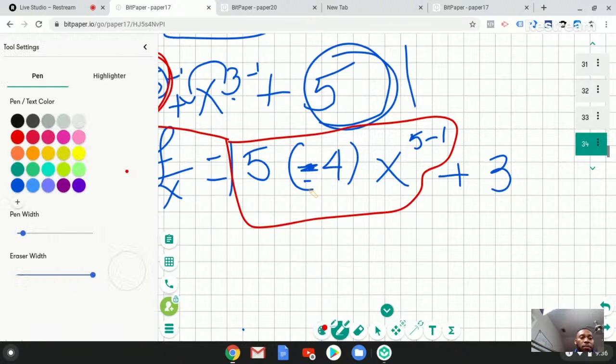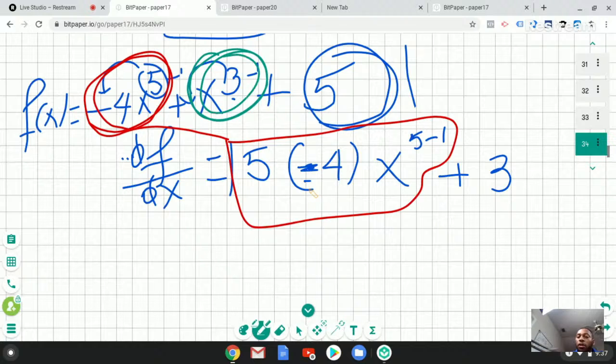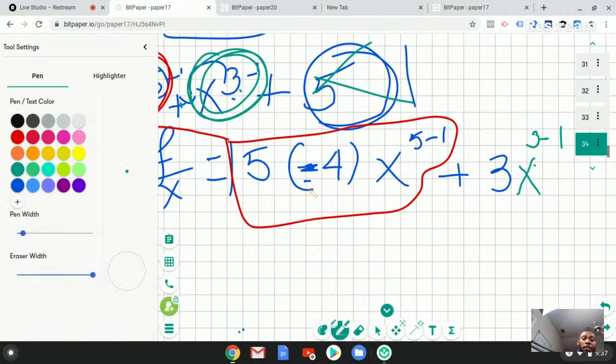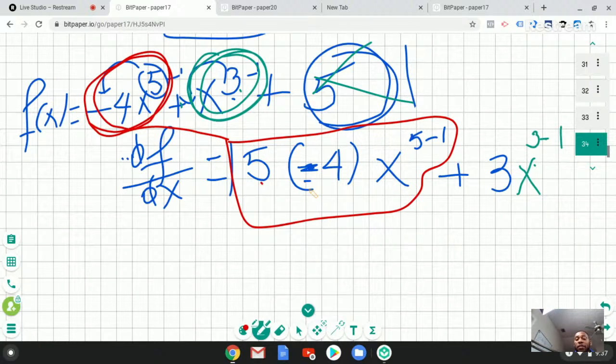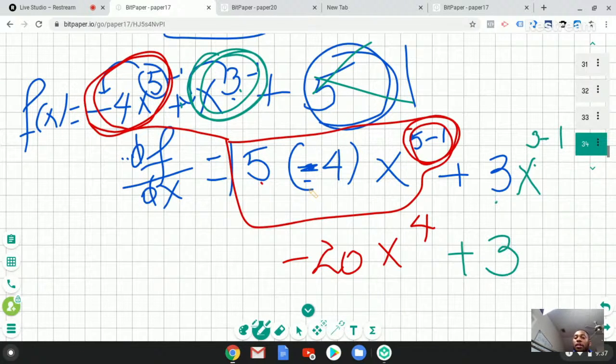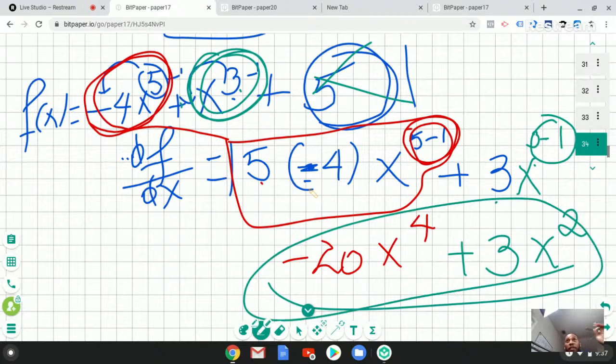Let's use a different color, maybe green, to show you what the derivative of this part looks like. I'm bringing the 3 up front, and then I take away 1 from the exponent. So 3x to the 3 minus 1. And the 5, I told you, is gone. It's a constant, so it's gone. Now, how do I find the derivative of the red one? 5 times negative 4 is negative 20, x to the 5 minus 1, which is 4. And then the green one is plus 3x to the 3 minus 1, which is 2, so 3x squared. And that's how you would find the derivative of this.